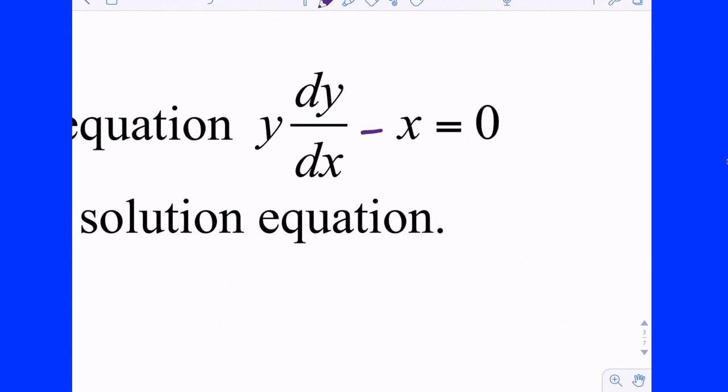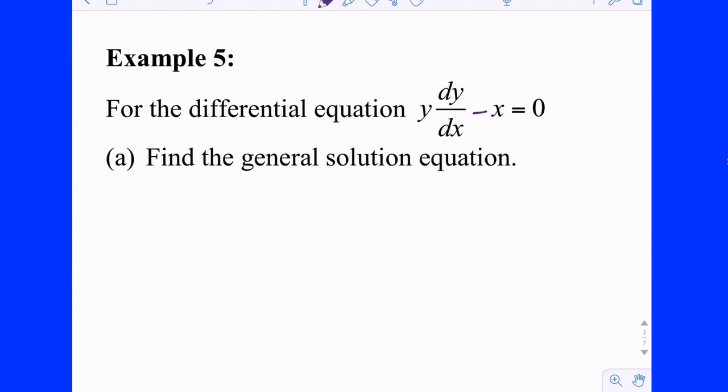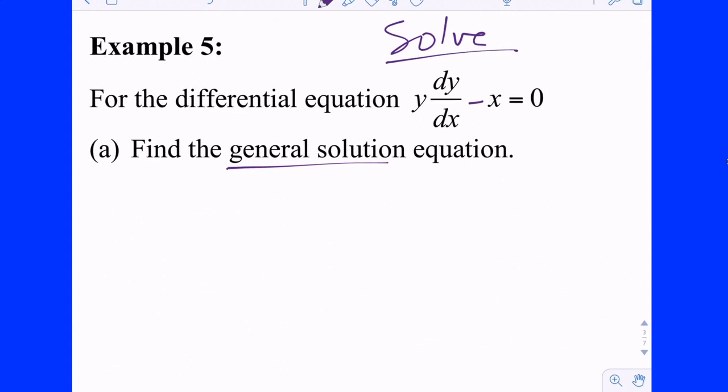Let's do minus. For the differential equation y dy/dx minus x equals 0, find the general solution equation. The general solution equation means that we have to what, that equation? Separate it and solve it, right. And solving, remember, means getting back to y equals. So the first thing we have to do is separate the variables.